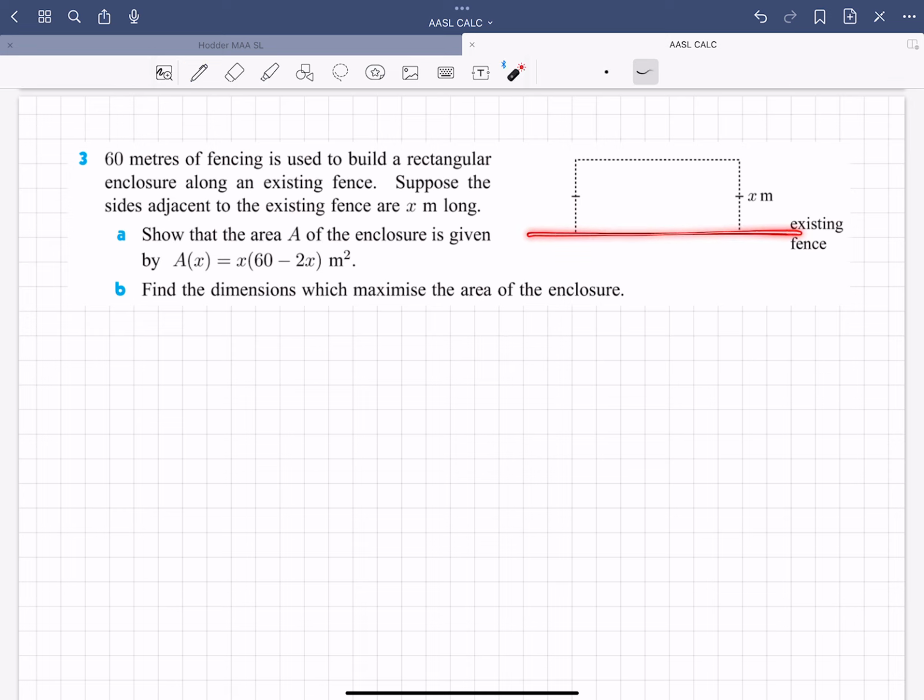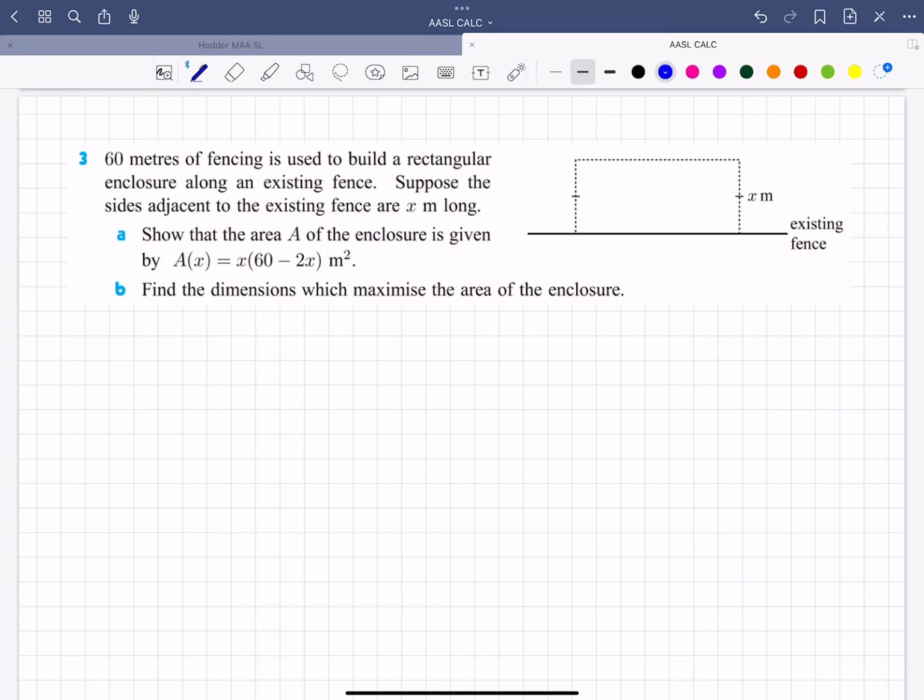So here you have an existing fence. Sometimes it's a river, sometimes it's a barn, whatever, but it's a straight line. You have some fencing materials to put up fences, and you're going to make a rectangle like here, using this existing wall or fence or a river. You have 60 meters of fencing material, and you're going to build a rectangular area.